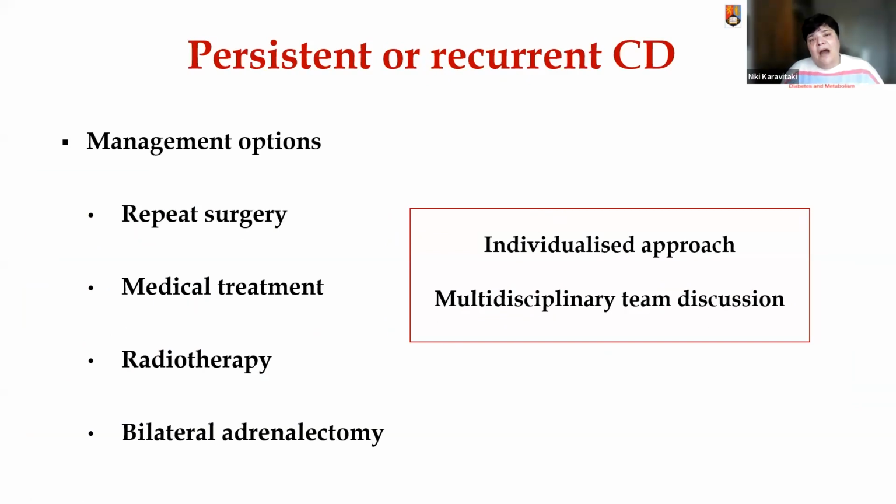And if we have to deal with persistent Cushing's not in remission, or recurrent Cushing's, how are we going to manage our patient? Again, we have various management options, like doing repeat surgery, offering medical treatment, offering radiotherapy, or going towards bilateral adrenalectomy. And here, the approach is individualized, and we need a multidisciplinary team discussion and decide for each patient individually based on their needs, also on their wishes, on the availability of various management options in each center. So there is not just one way, one solution.